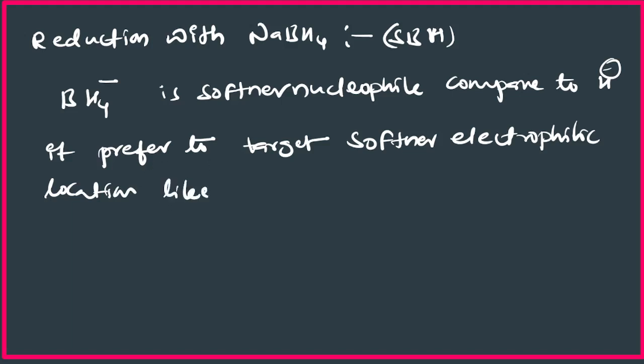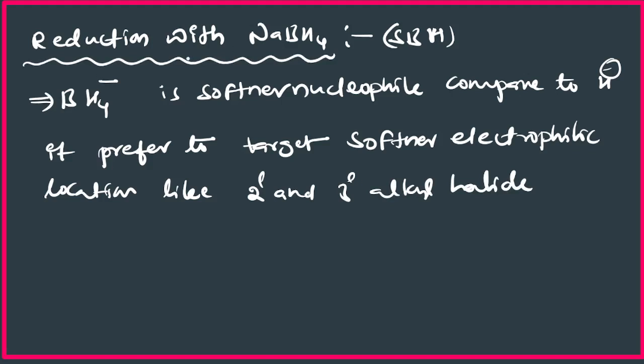Like secondary and tertiary alkyl halide. See, in sodium borohydride, the hydride ion is a softer nucleophile compared to H minus. It prefers a softer electrophilic location like secondary and tertiary. For example, secondary and tertiary alkyl halide in the presence of sodium borohydride gives alkane.